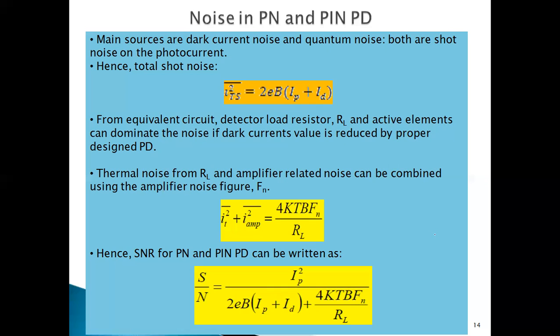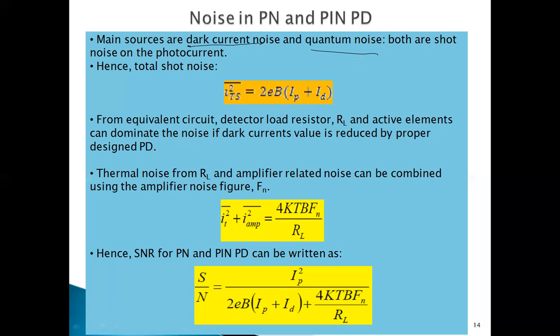For the PN and PIN photodiode, the main sources of noise are two, which are basically from its own noise in the photodetector: the dark current noise and also the quantum noise. Both are shot noise and the photocurrent. So those will be the main sources of noise in your PN and PIN photodiode. The total shot noise for this PN and PIN photodiode is given by this.